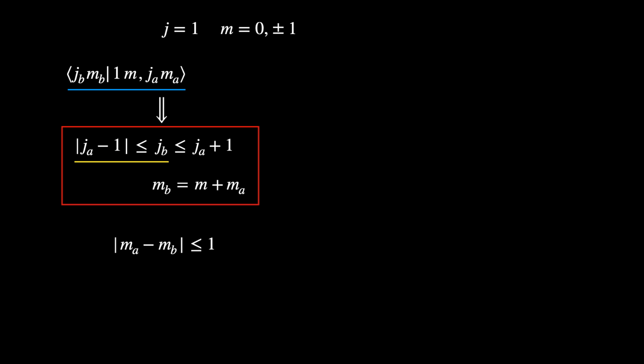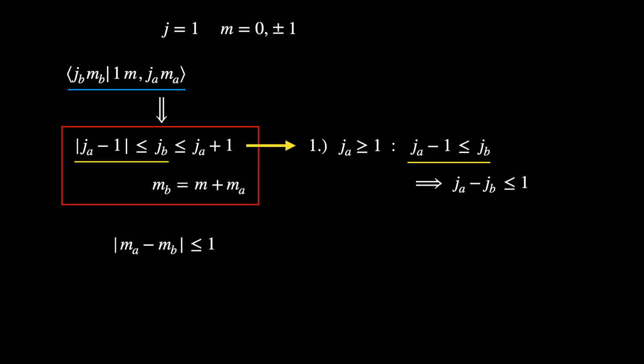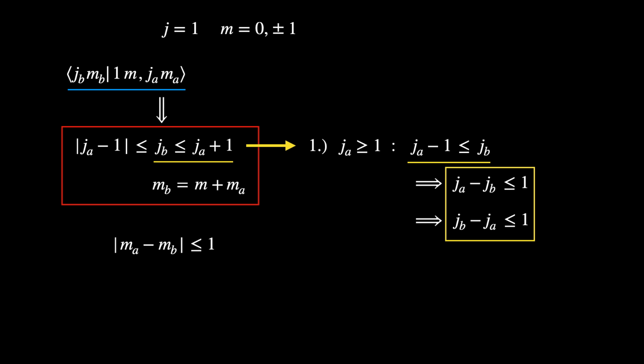Let's start with the first one. Looking at this absolute value, there are two possibilities. The first is when JA is greater than or equal to 1, which means the inequality becomes. This implies. Now look at the second inequality. This implies. Therefore, these two inequalities have to be true at the same time. Their left-hand side is just the negative of each other, which means the absolute value has to be less than or equal to 1.